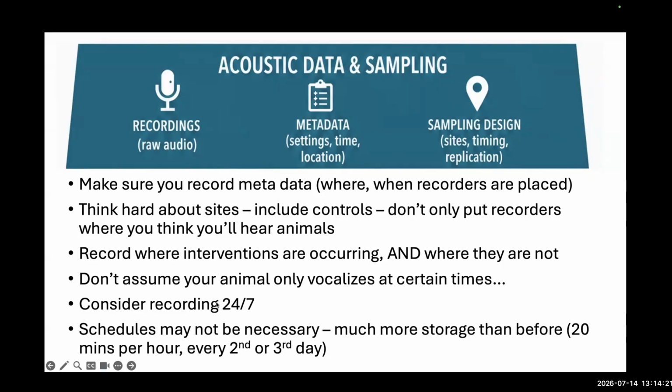So you need to think about where you're going to put your recorders with respect to what you're trying to achieve with management. Don't assume your animal only vocalizes at certain times. A lot of birds that are supposed to be diurnal vocalize at night. A lot of frogs that are supposed to be nocturnal vocalize during the day. You should really consider recording 24/7. And you should think about schedules.